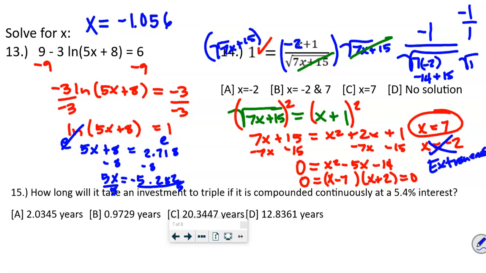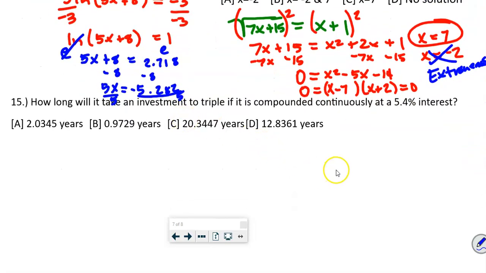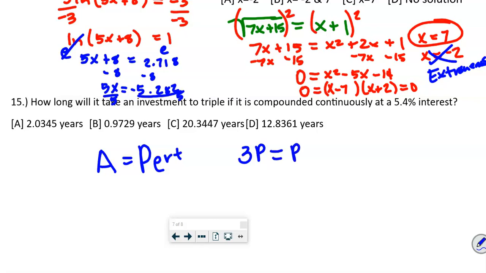Okay? All right, so number 15 says, how long does it take for an investment to triple if it's compounded continuously at 5.4% interest? So this is our PERT formula, right? Our amount is going to be equal to PERT. If it's saying it's triple, we're going to go 3P, because we now have 3 times of it, is equal to P e to the 0.054 t power.